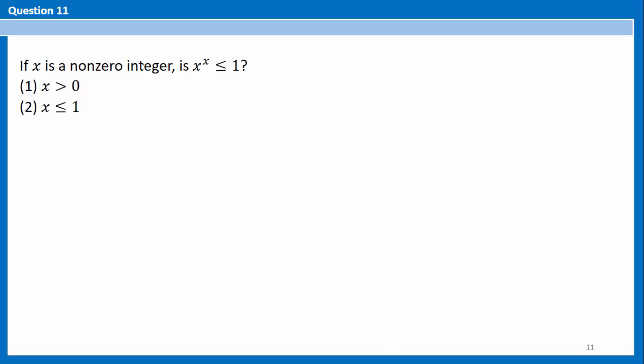X is a non-zero integer. Is x to the power x less than or equal to 1? Statement number 1 says that x is positive. So x could be 1, it could be 2, it could be 3.